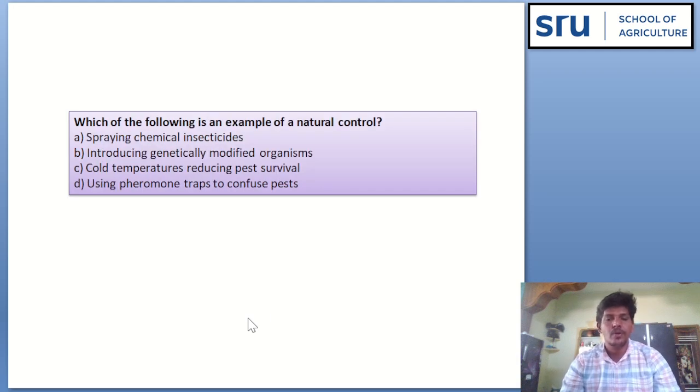Which of the following is an example of a natural control? Spraying chemical insecticide, introducing genetically modified organisms, cold temperature reducing pest survival, using pheromone traps to confuse pests. Here the correct answer is cold temperature reducing pest survival. Cold temperature reducing pest survival is an example of a natural control.